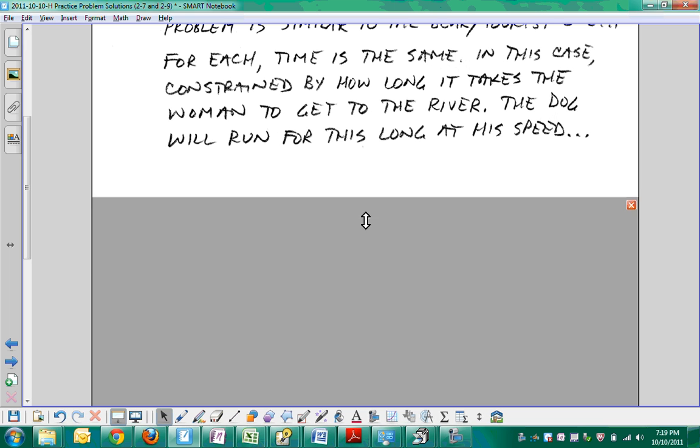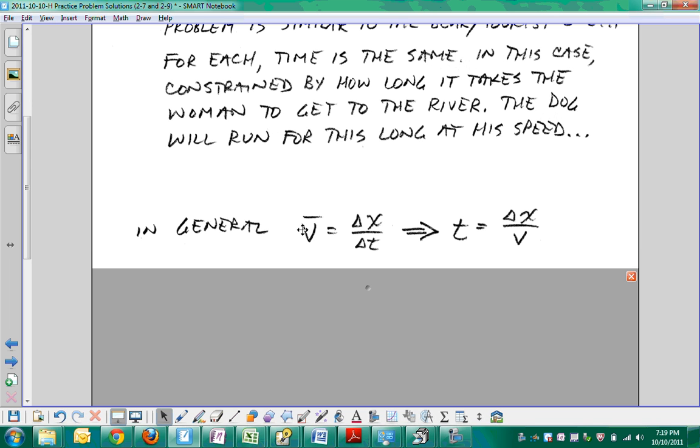All right, so taking a look again in general terms, we know that average velocity is equal to delta x over delta t. And rearranging, since time naught is equal to 0, we're just going to use t as the elapsed amount of time. And t is delta x over v. Again, you can see I've dropped the bar over the v, which indicates average, just because average and instantaneous velocity will be the same since it's a constant velocity. All right, so now t is equal to delta x over v.